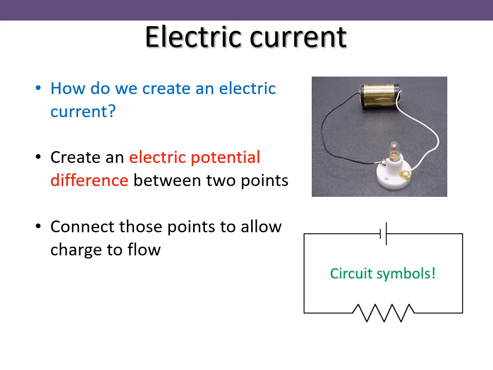If we connect those 2 points of different electric potential, so the positive and the negative terminal on your battery, if we have a closed circuit, then we can have electric charge flowing. We'll have an electric current flowing through our circuit.